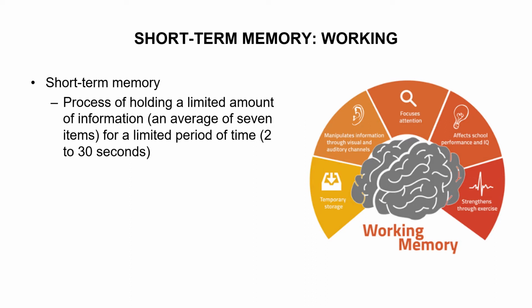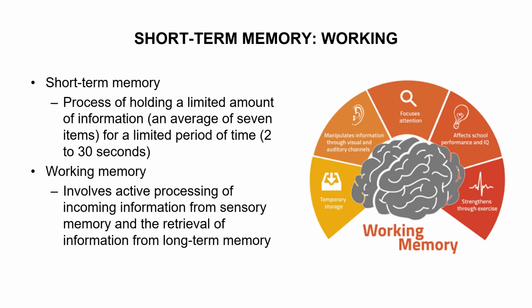Now let's look at short-term memory itself. So short-term memory, and we'll look at working memory in just a second, but short-term memory again holds this limited amount of information. It's an average of 7 items. We'll talk about it a little bit more on the next slide, but about 7 items, and it's 7 chunks of items. And again, for about 2 to 30 seconds, unless you are rehearsing the information.